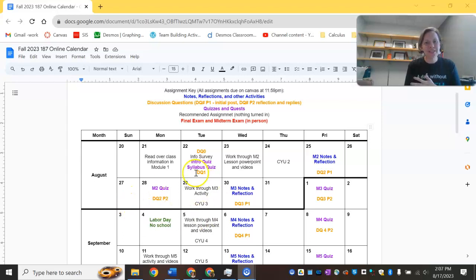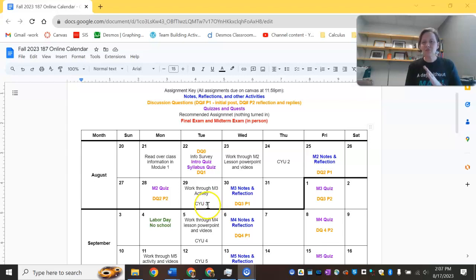And then you'll notice right away some you need to do this. And these obviously with the non-bolded text, that's when I would recommend you do it. Do you have to work through the Module 3 activity on the 29th? No. But your notes and reflections for Module 3 are due on the 30th. So it might be a good idea to get started on that activity on the 29th so you have enough time to process the information before you sum it up in a note sheet for me.